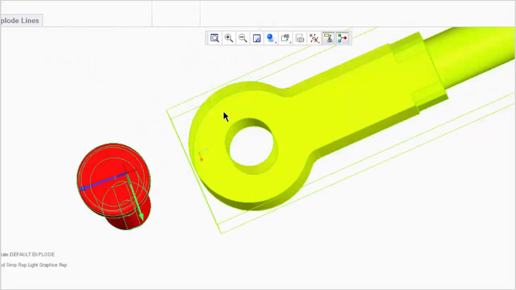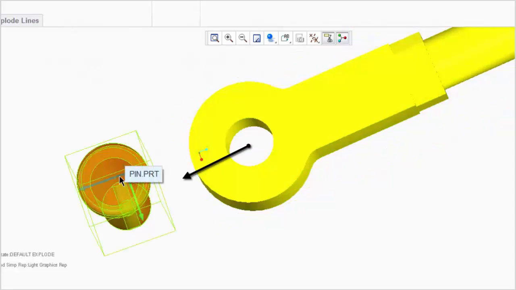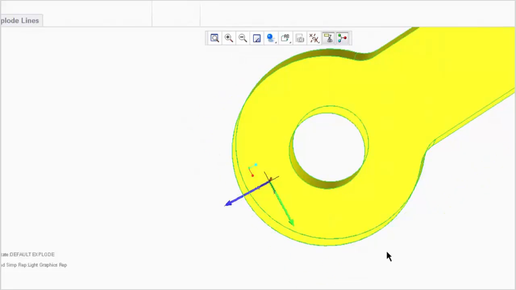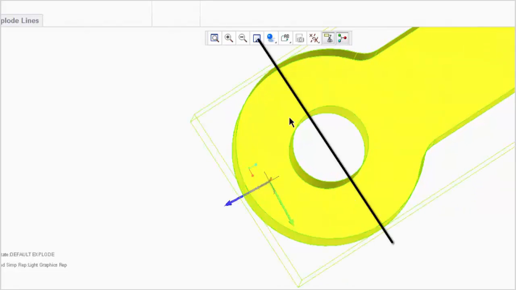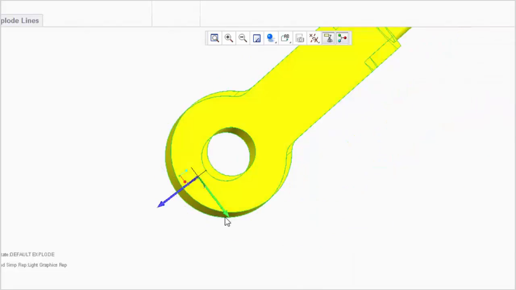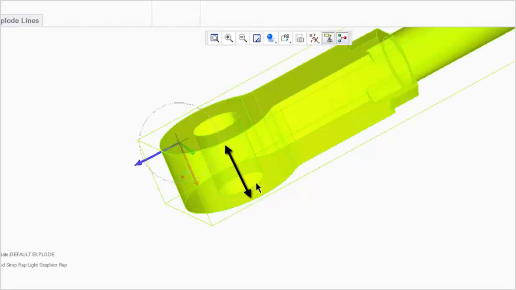You may have a question, why half of the dia? Because the pin will remove material by half of the dia. In this failure, the eye will fail like this. The reason behind this is that the part which already has a hole or crack or is deficient in material would fail first when stresses are applied on it. So the projected area in this case would be the external circle dia excluding hole dia into the thickness of the eye.